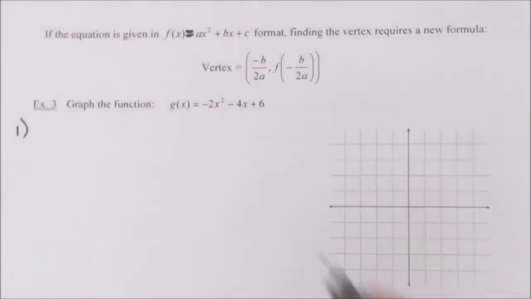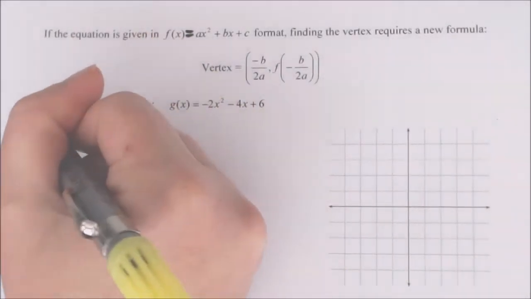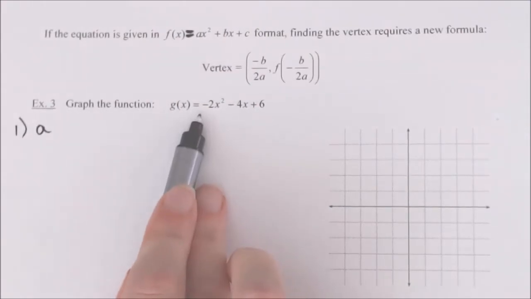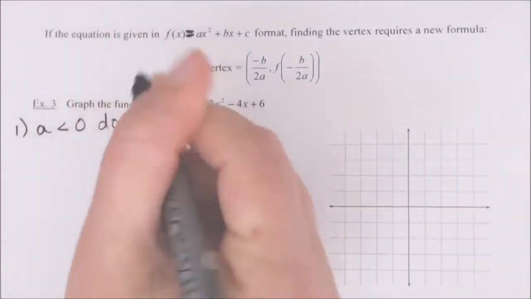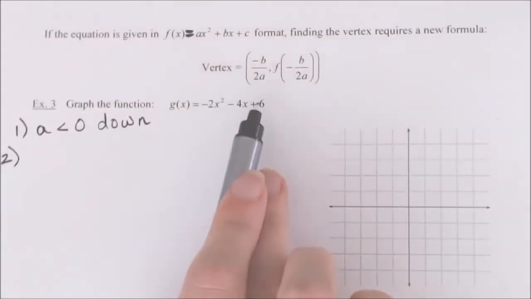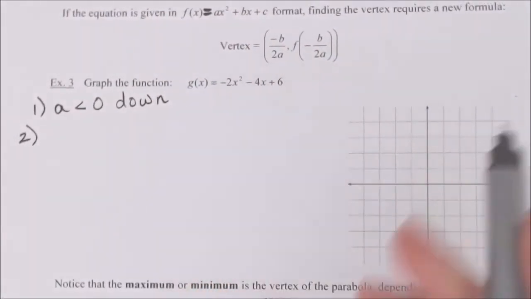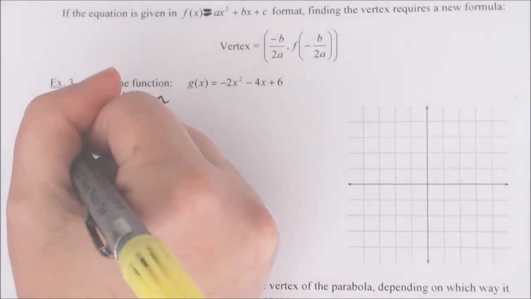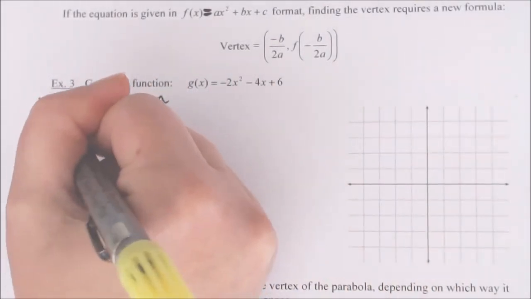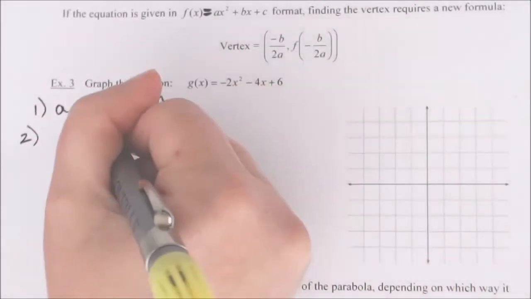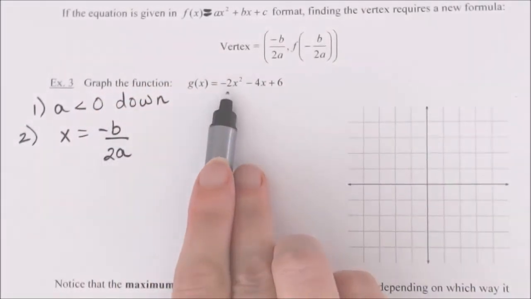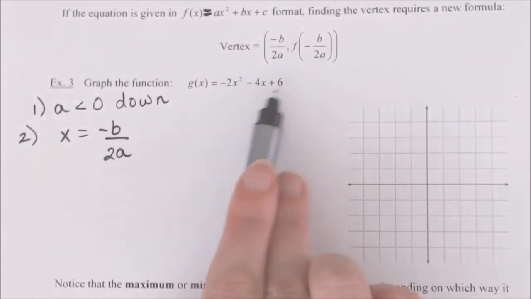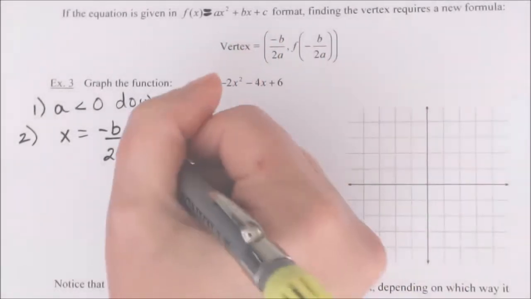Let's go through the steps again. Step 1, remember, is to determine which way it opens. So a this time is what? It's negative, so that means the graph is going to open down. All right, so now let's get the vertex using this new formula. So to get the x coordinate for the vertex, I'm going to use -b divided by 2a, and make sure you see I'm doing this because it's in that form, ax squared plus bx plus c, so I don't know what h and k are this time.